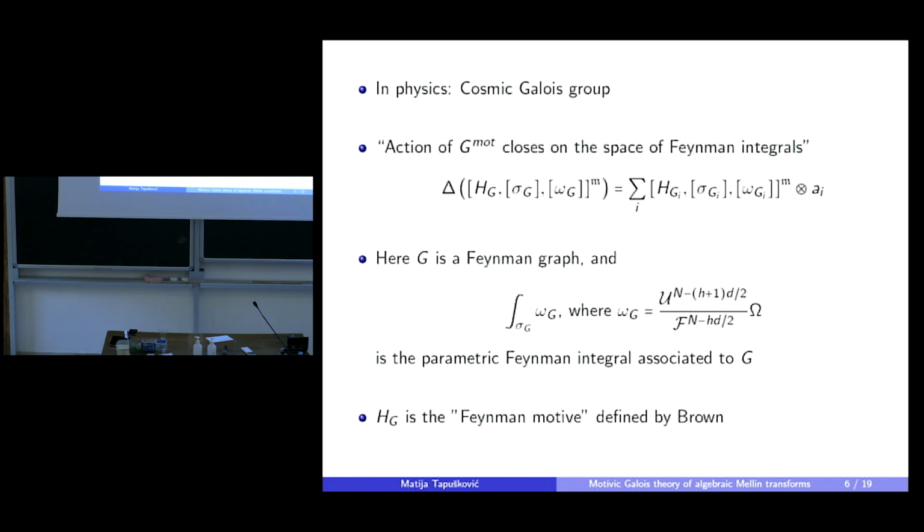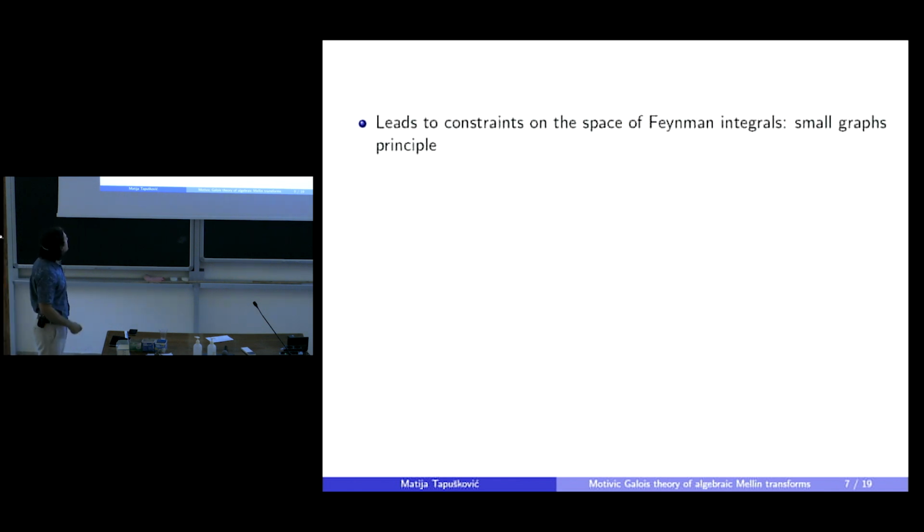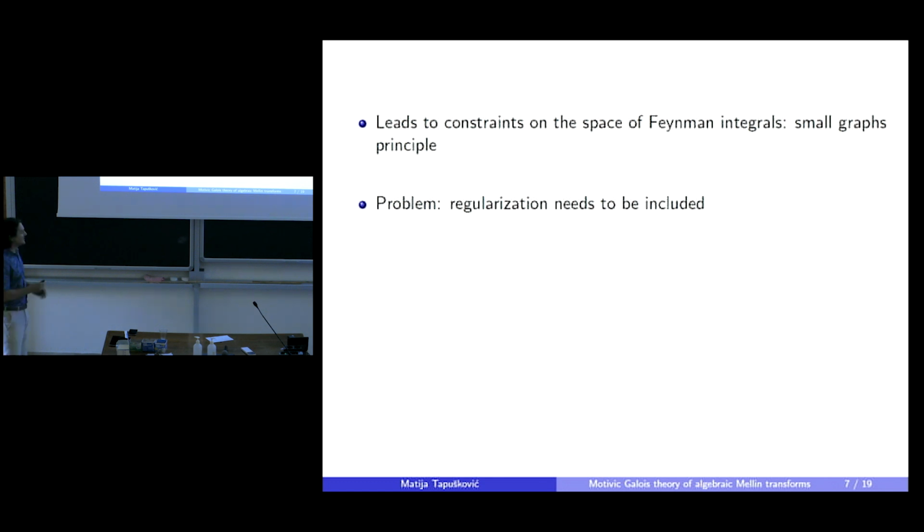I'll get on with it, and we can talk about this some more. But the point is that all we have on the left-hand side here are Feynman graphs and Feynman integrals. That is their motivic versions, but still, that's the idea of the cosmic Galois group, and this leads to some interesting constraints on the space of Feynman integrals. This goes by the name of small graph integral. I could talk more about this, but the motivation here is that, well, one way to see it, for example, is that.